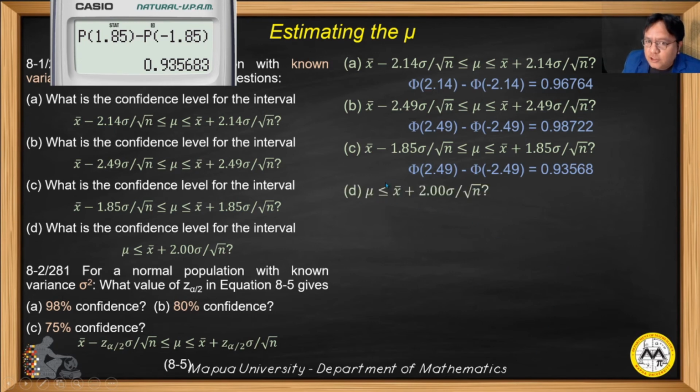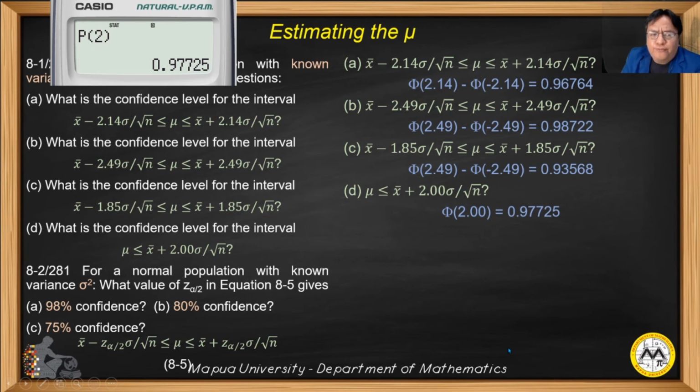Next, what's the value to the left of z equal to 2? That's phi of 2 or 97.725%. We can type that as P of 2, and that would give us 97.725.